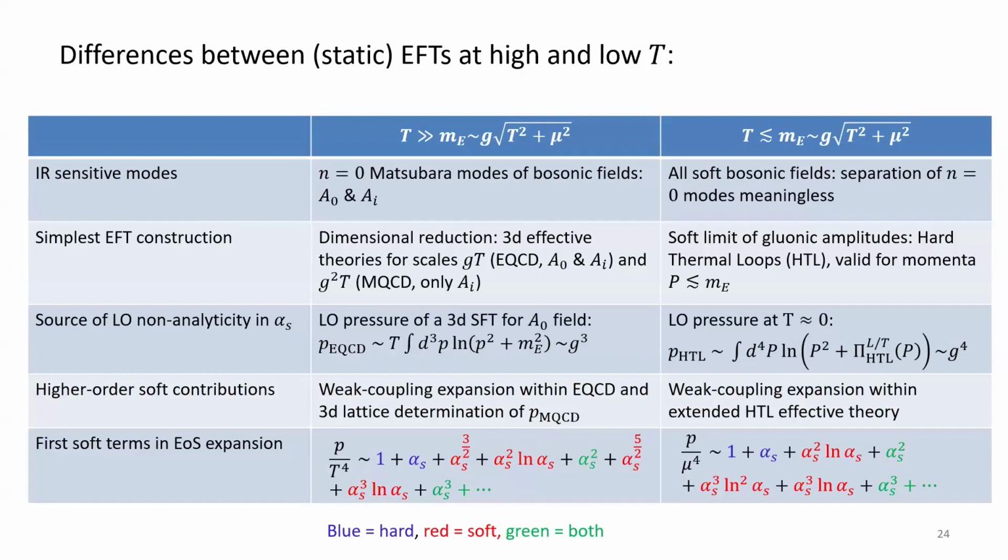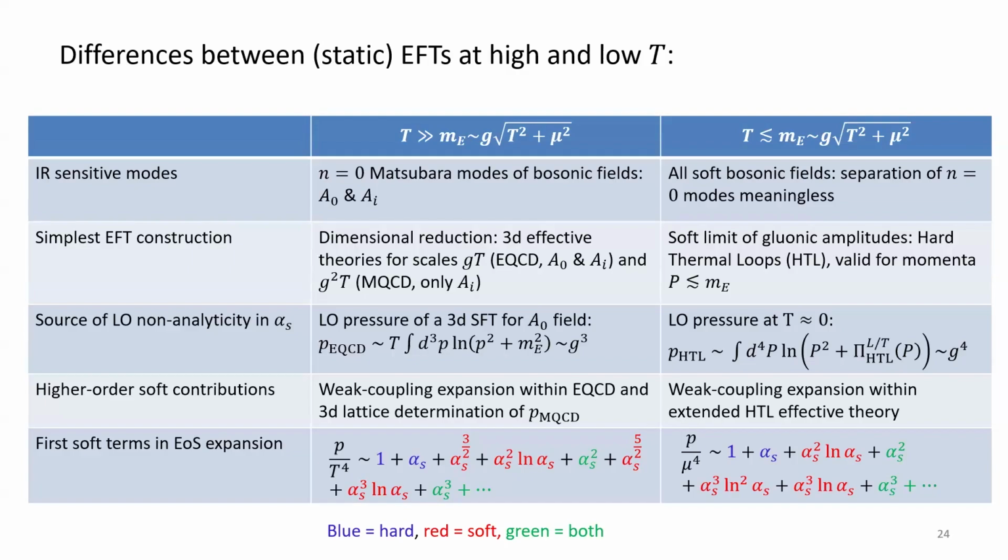And when you work through these calculations to high enough orders, what you see at high temperatures is this funny looking expansion where you have odd powers of g or non-integer powers of alpha_s appear, and these are all due to this EQCD effective theory, the fact that you have a three-dimensional effective theory that basically produces square roots of m_E squared or terms that are proportional to m_E. And this is one example of those.